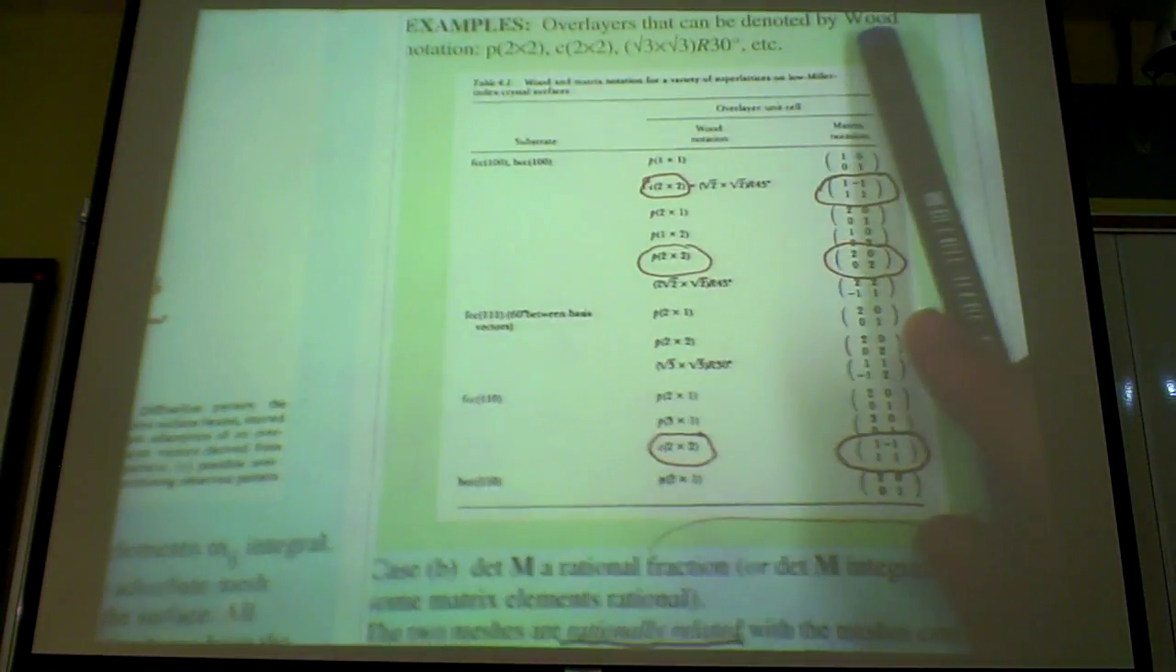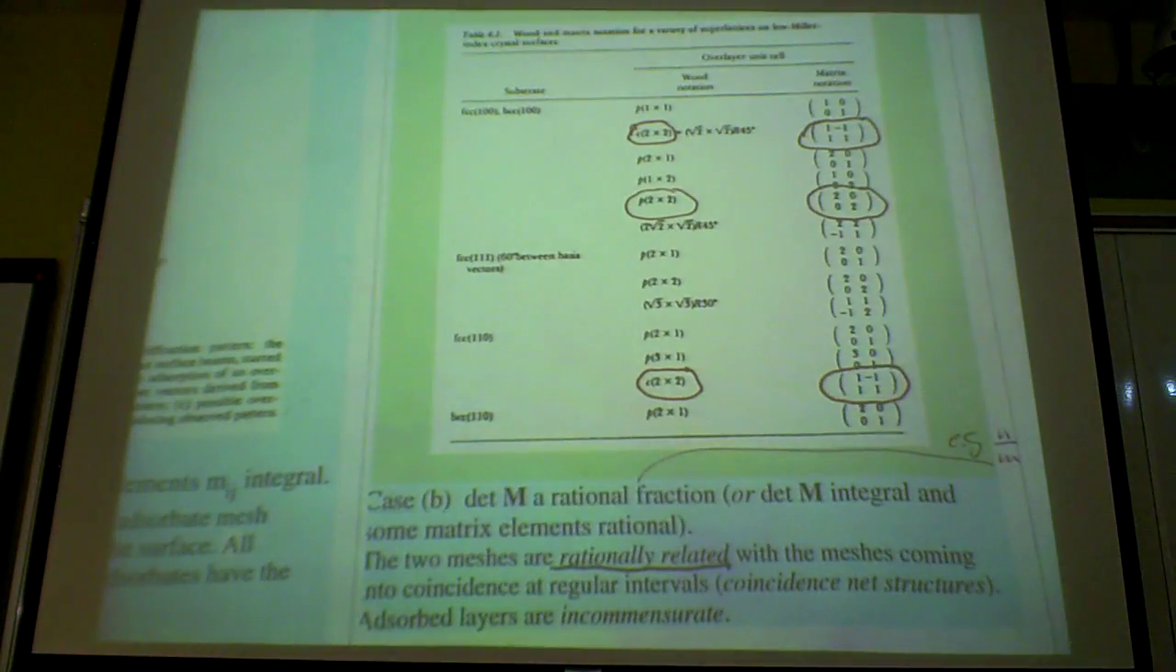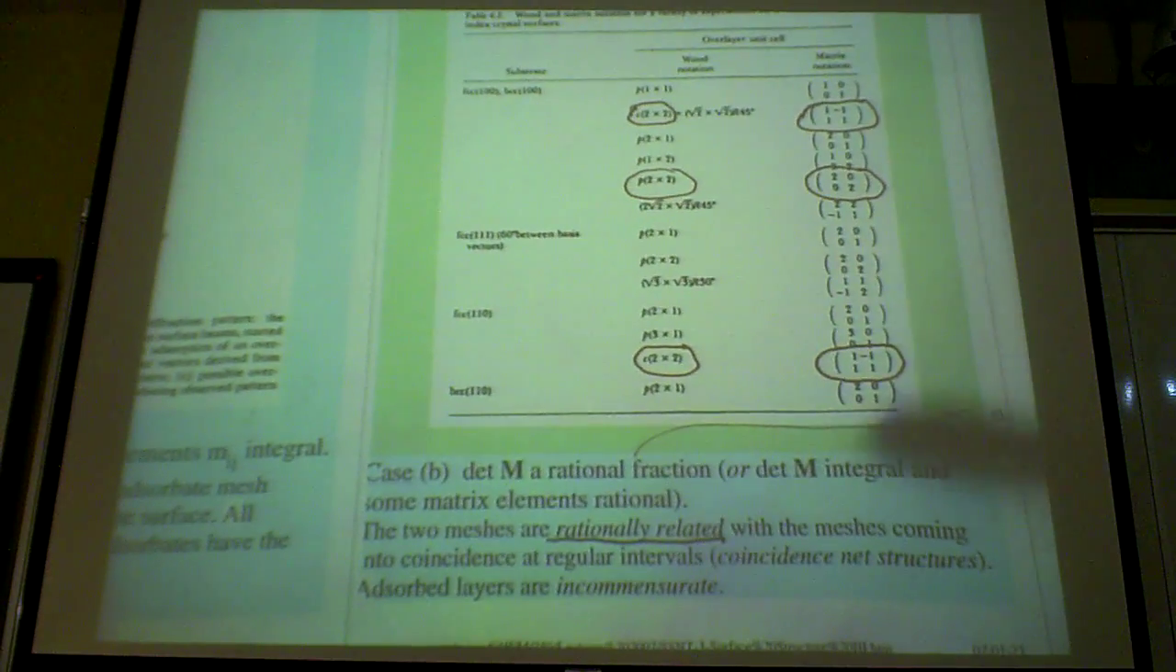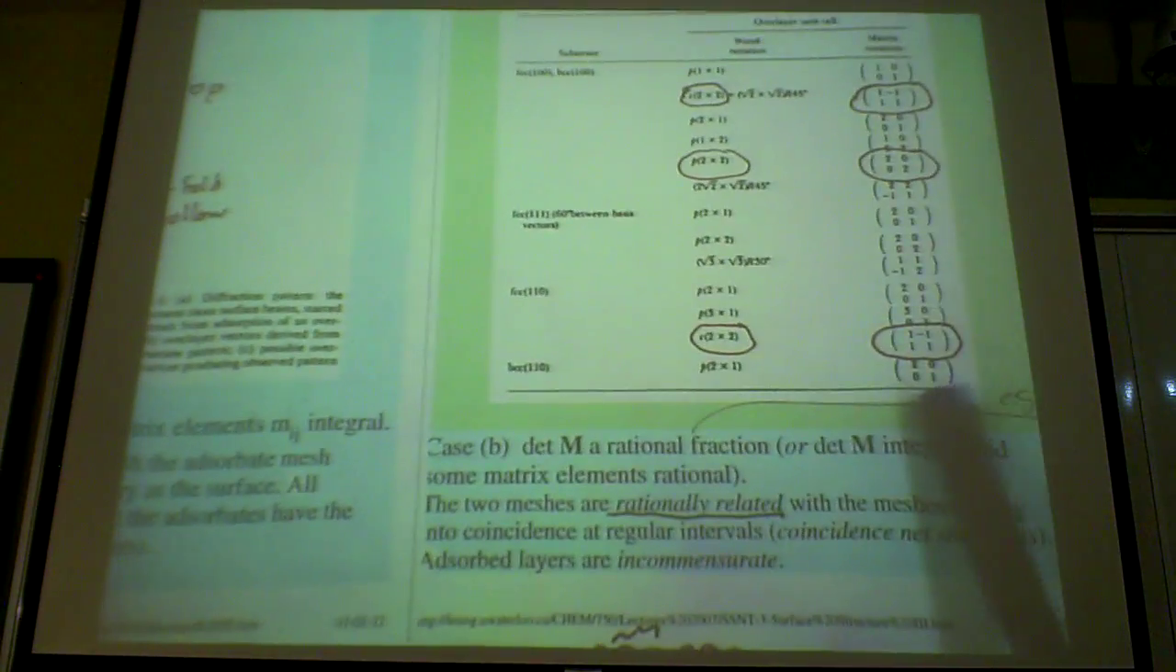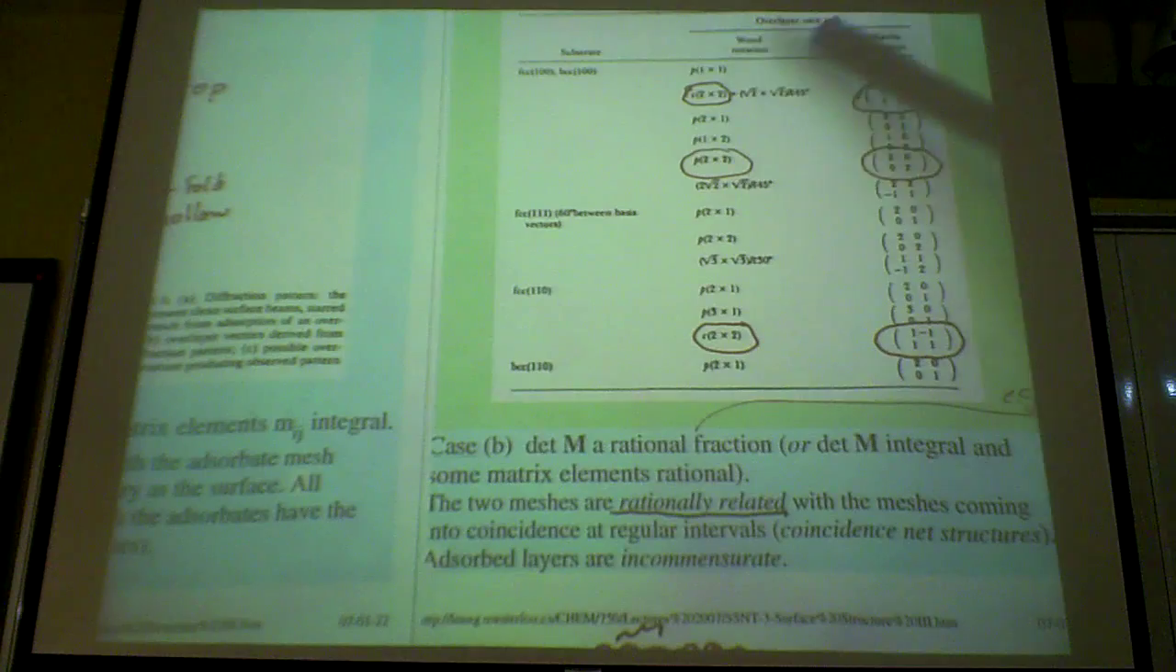Overlay that can be denoted by Wood notation. They are simply related. So here we have a discussion of this matrix algebra that will satisfy this case A structure that we got. Okay, so here I write the Wood notation.